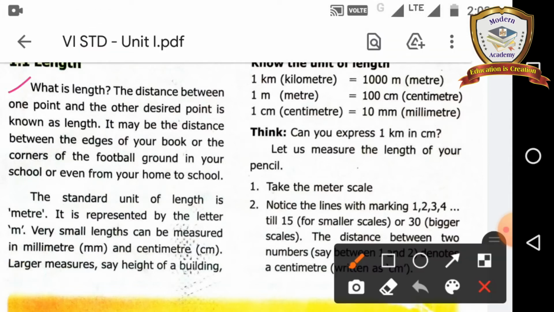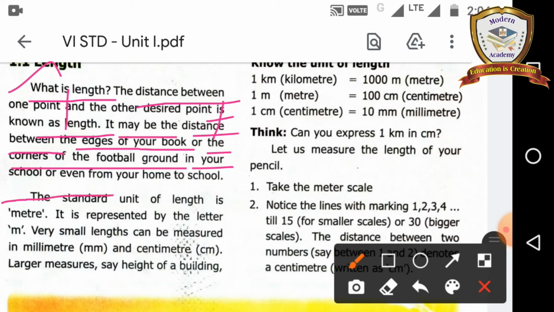First heading, length. What is length? The distance between one point and the other desired point is known as length. It may be the distance between the edges of your book or the corners of the football ground in your school or even from your home to school.